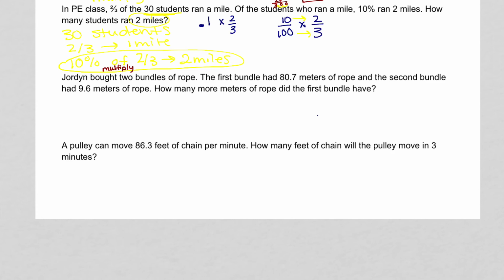And I know I can multiply straight across. So 10 times 2 is 20, and 100 times 3 is 300. Well, if I reduce that, if I divide both the top and the bottom by 10, that gets rid of that. So I've got 2 out of the 30 students ran 2 miles. And it wants to know how many students? Well, 2 students. So 2 students ran 2 miles.